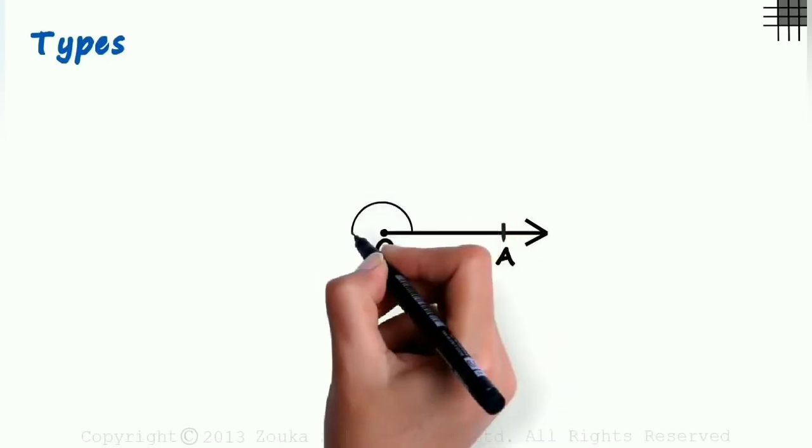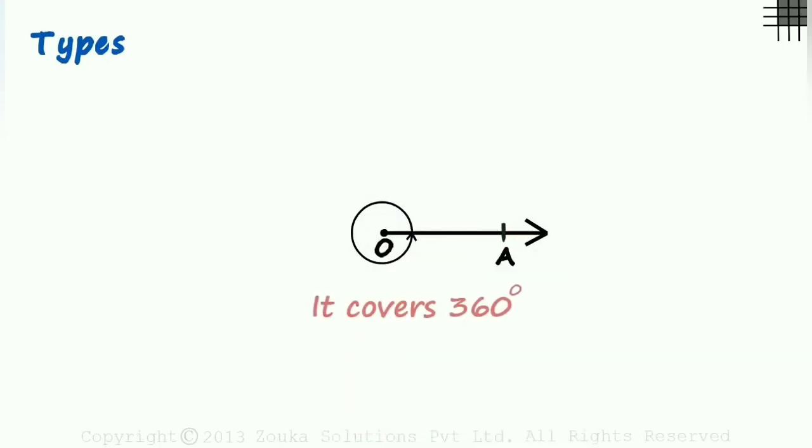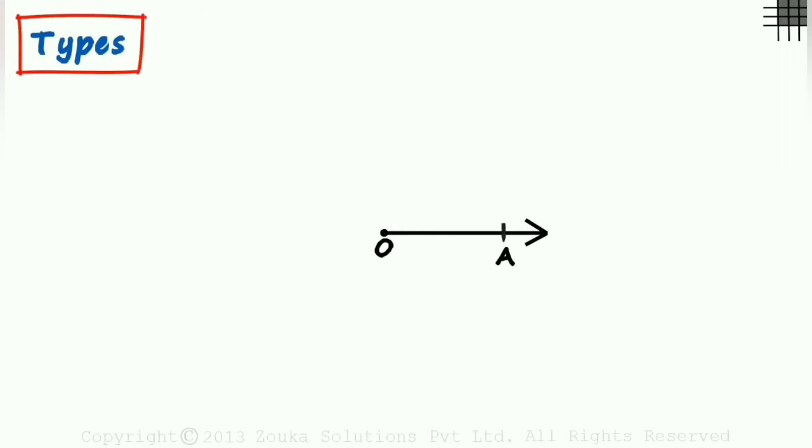Types of angles, we need to understand just one simple diagram. Consider a ray OA. We know that if this ray is rotated completely once, it covers 360 degrees. All the different angles which lie in between 0 and 360 degrees are classified into types.